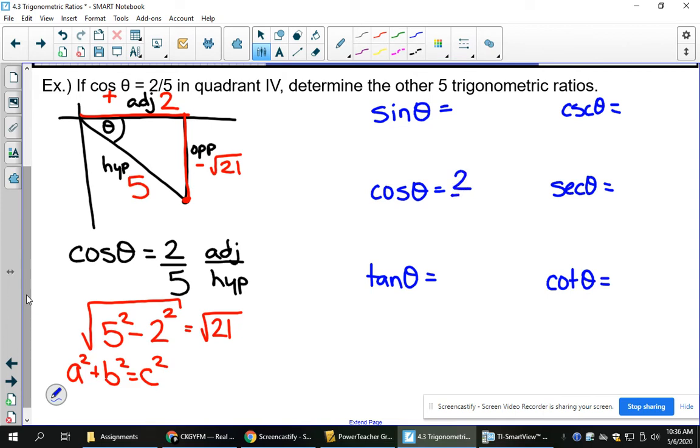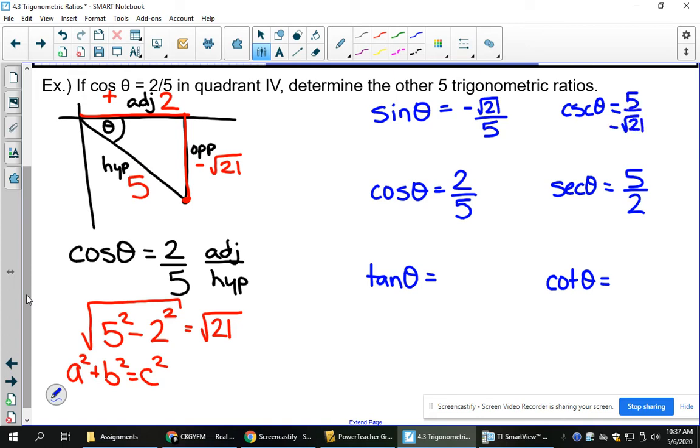Cosine is 2 over 5. That was given to us in the question, easy peasy. Secant is the reciprocal of that. Flip the fraction. Now I can look at my picture and I can do sine. Sine is opposite over hypotenuse, which is negative root 21 over 5. I'm going to flip that for cosecant.